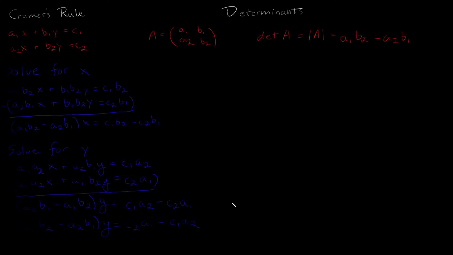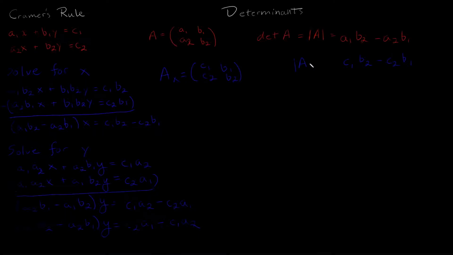And now you notice this also looks like a determinant. So this looks like a determinant, this looks like a determinant, and this side is a determinant. So this piece here, C1 B2 minus C2 B1, looks like this determinant. See what I mean? It's C1 B2 minus C2 B1. So it comes from a matrix that looks like C1 C2 B1 B2. And I'm going to call this matrix A sub x.